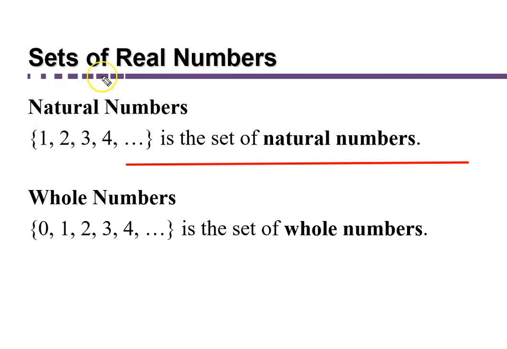The first set of what we're calling real numbers are natural numbers. So you're going to write this in your notes, natural numbers, and then you're going to put a brace and we're going to start listing them. 1, 2, 3, 4. Now this continues on and on and on, and we indicate that it continues in this pattern by putting 3 dots, which we call an ellipsis.